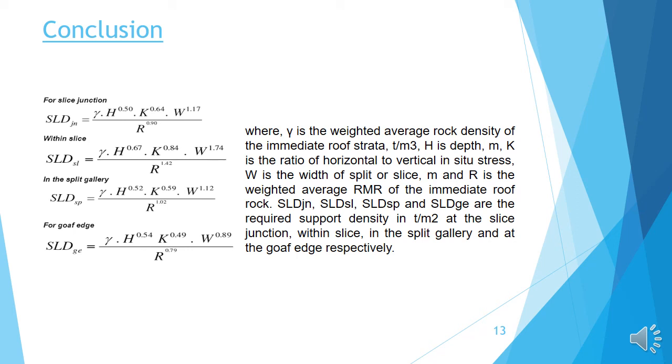Now in the conclusion, we have the derived equations for the support load density at the junction, within the slice, split gallery, and goaf edges, and these are the formulas where gamma is the weighted average rock density, H is the mining depth, K is the in situ stress ratio, W is the width of the split or slice, and R is the weighted average RMR.